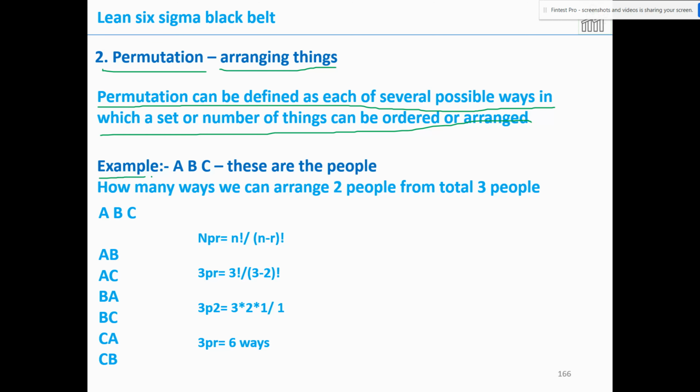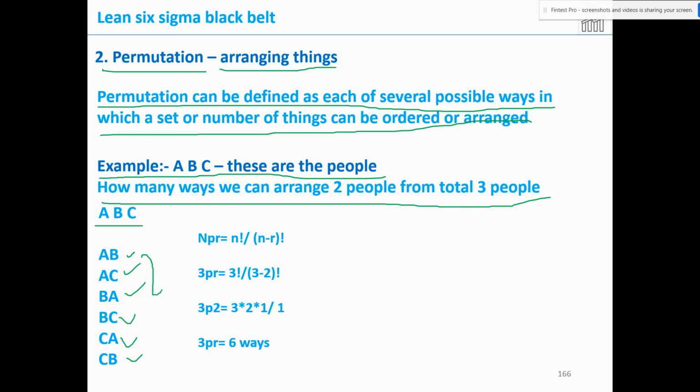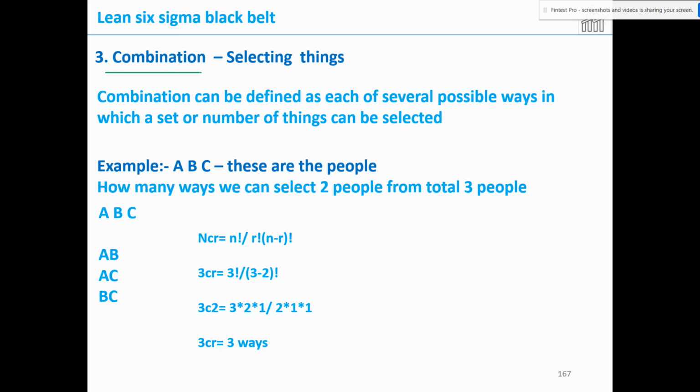For example, say A, B, C, these are the people. How many ways can we arrange two people from a total of three people? Understand the question. They're asking to arrange two people from three. So AB, AC, BA, BC, CA, CB. Here, one thing to note is that it is arranging things. There's a formula that we learned: nPr is equal to n factorial divided by (n minus r) factorial. So in 6 ways we can arrange A, B, C like this. So this is permutation. Next, what is combination?